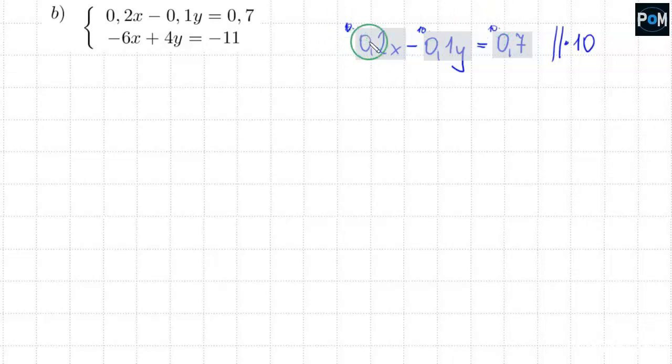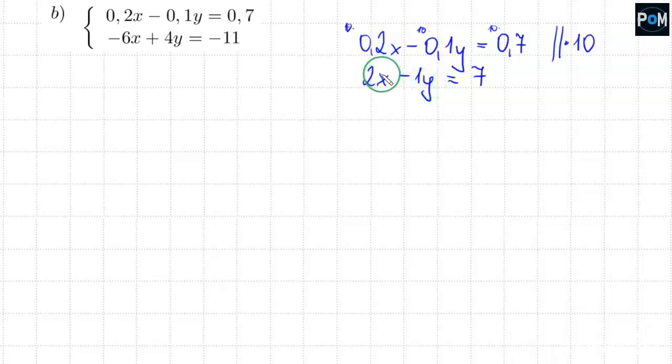From this first multiplication, I'll get 2 x's. From the second multiplication, I get minus 1y. And from this, I'll get 7. And now the situation is a bit better. I only have the 1 next to y, and that's good.